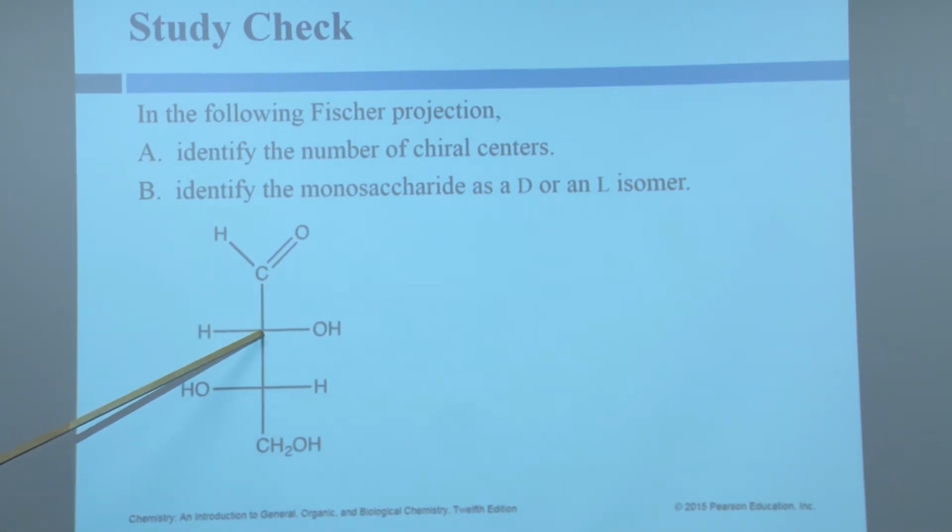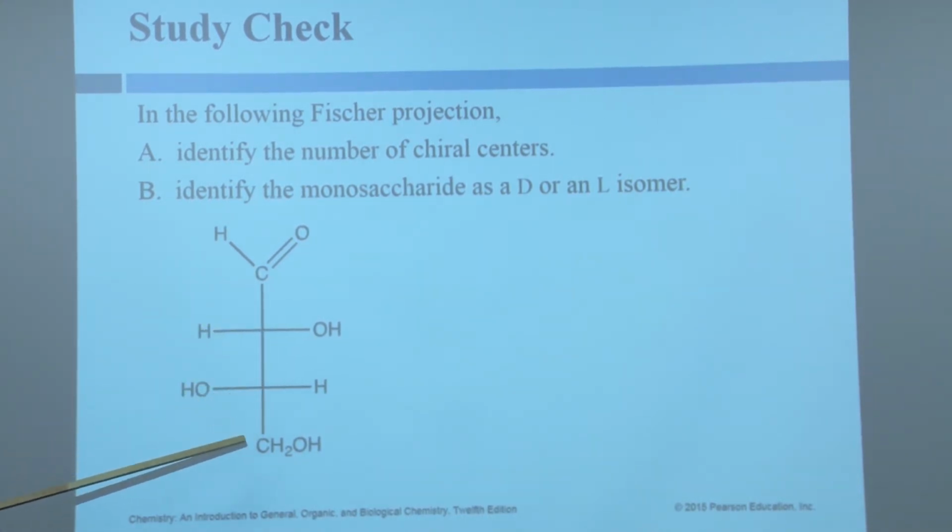This is the first chiral carbon that we see: 1, 2, 3, 4 different groups. This is the second carbon that's chiral: 1, 2, 3, 4. This one is achiral. This carbon is attached to OH and 2 hydrogens, so this is achiral. So there are 2 carbons that are chiral in this molecule.